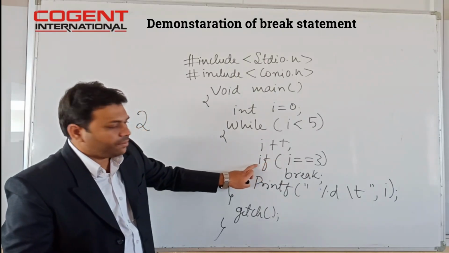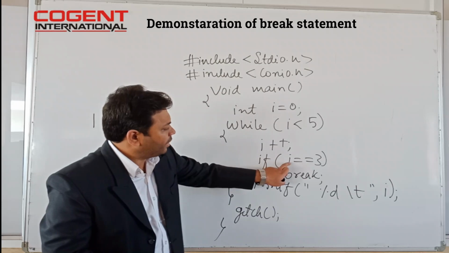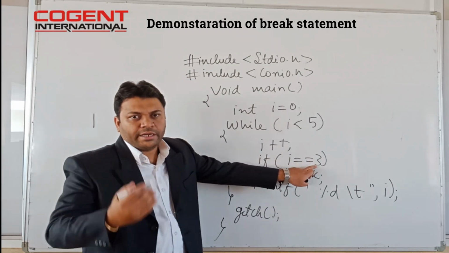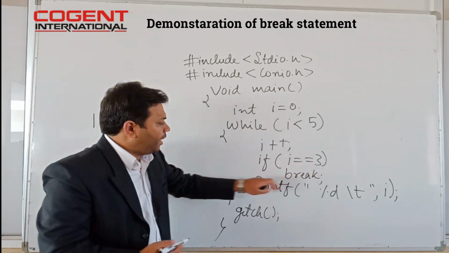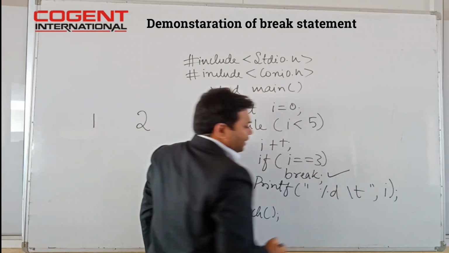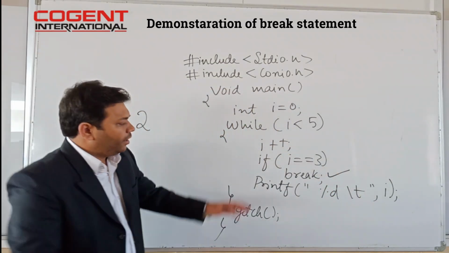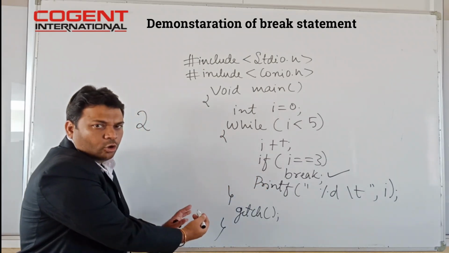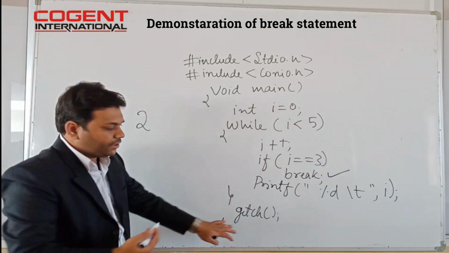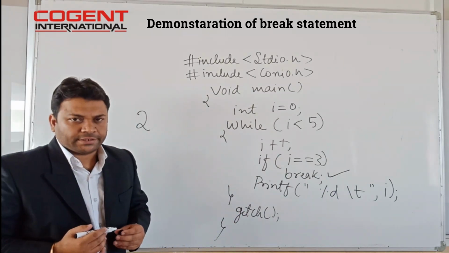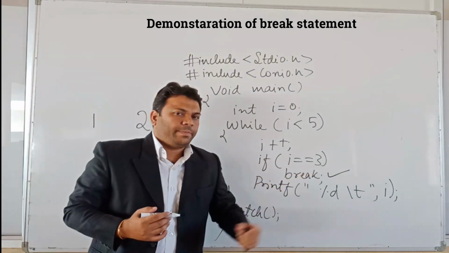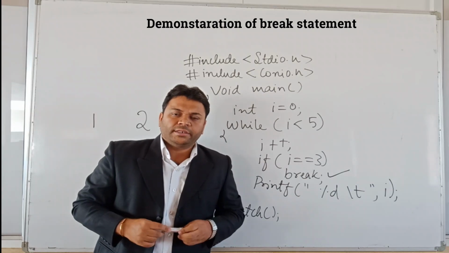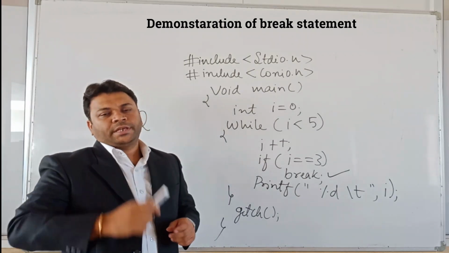Now this condition becomes true here. 3 is equal to 3? Yes, the condition becomes true. Then it will execute this break statement. That means the control of execution will come out from this loop or iteration and execute the next statement, that is getch. So this is how the break unconditional statement is used in the C program here.